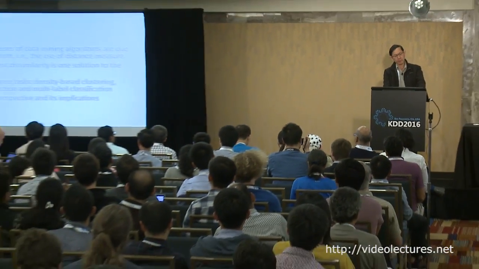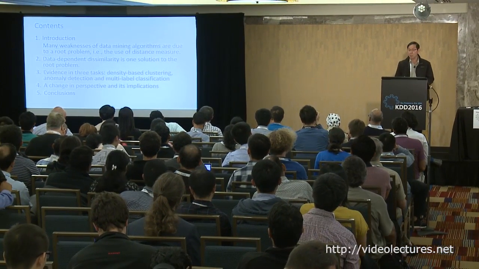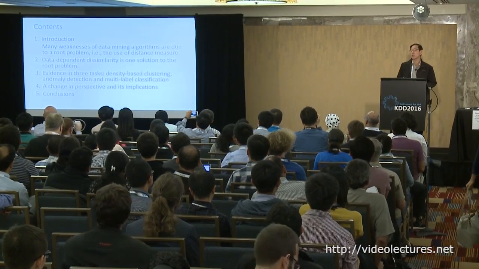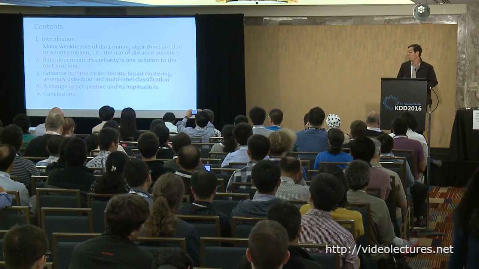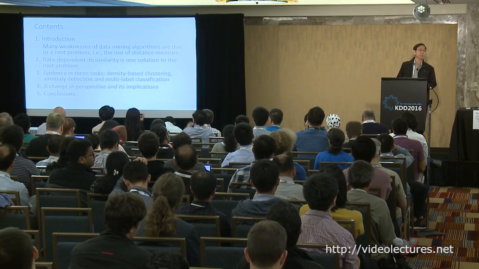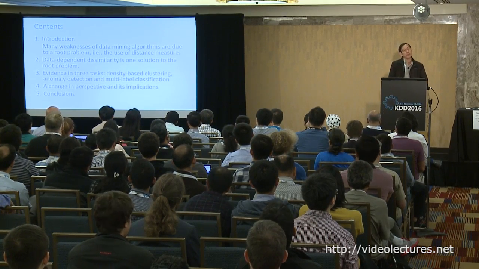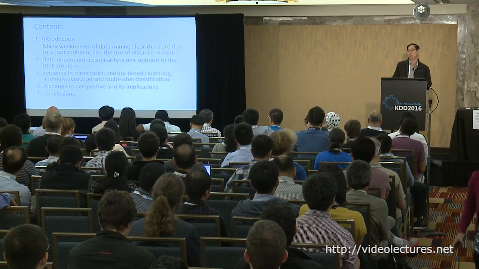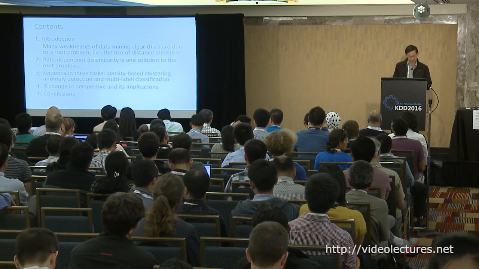Now, this is the content of the talk. I'll give a brief introduction about the existing weaknesses of algorithms using distance-based methods. I'm going to assert that the cause of the problem is the use of the distance measure. And then I'm going to introduce an effective alternative to the distance measure, that is the data-dependent dissimilarity.